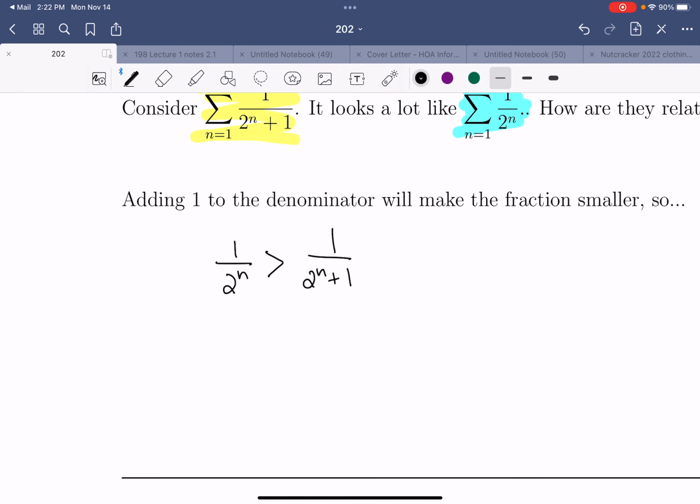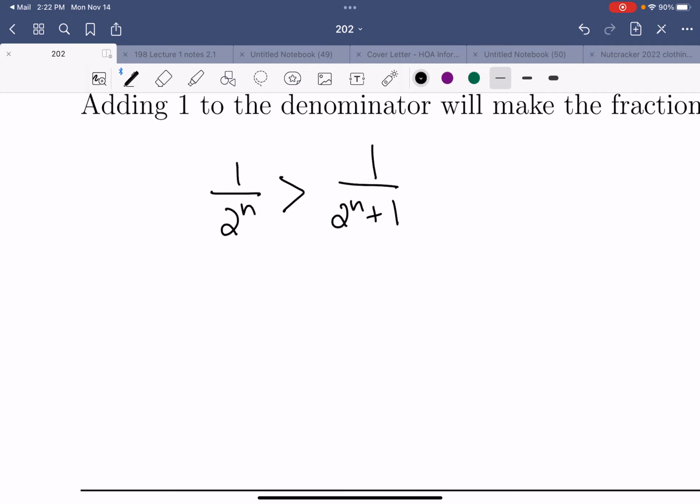Okay, so we know that this is true. And so then what we want to say is, what do we know about the other series? What do we know about the series summation n equals 1 to infinity of 1 over 2 to the n? We know that that one is bigger, but what do we know about the one in blue? The one in blue is geometric. So now if this is true for the fractions, for the sequences, then it must also be true for their series. My series is less than this.